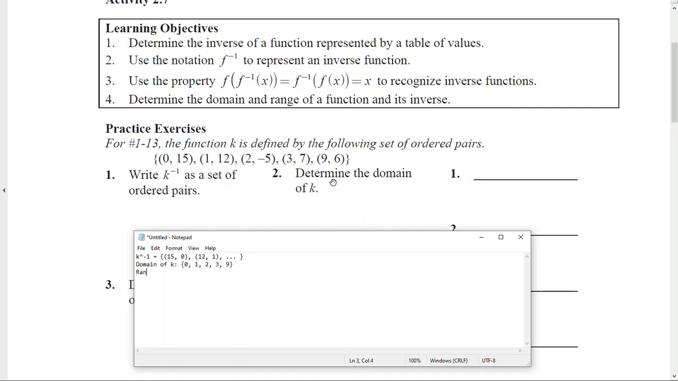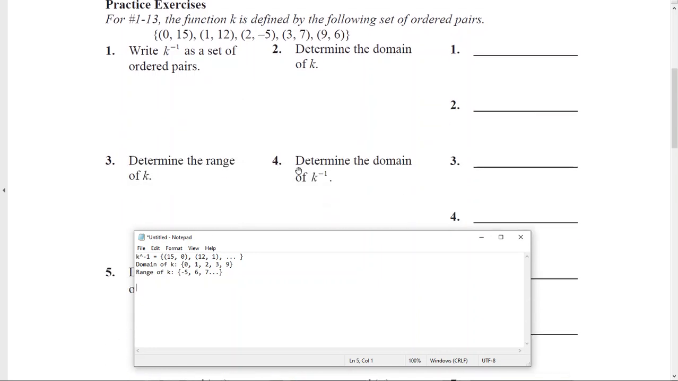And when we do the range of k, we would do something similar, but we would list all of the output values. The output values are not already in order like the inputs were, 0, 1, 2, 3, 9. So I would try to reorder these. It looks like -5 is the smallest, and then 6, 7, and so on until you have your full list of your range of k. I'm not going to complete that. All right, so that would be the first couple.